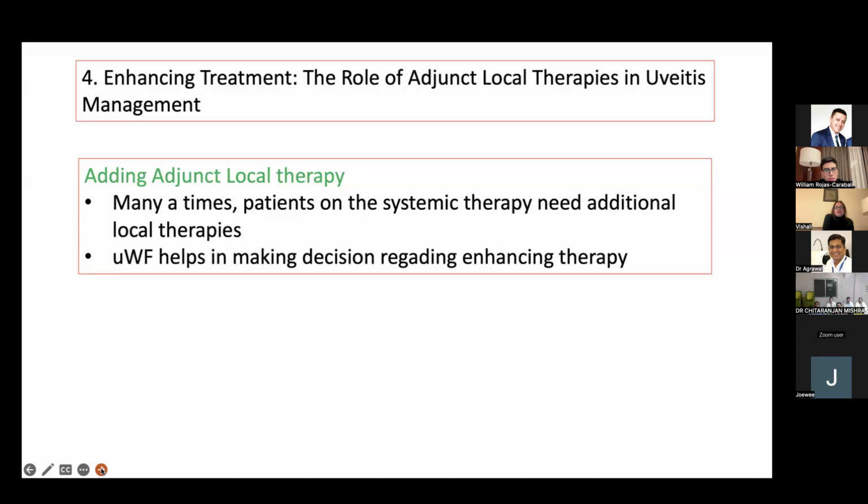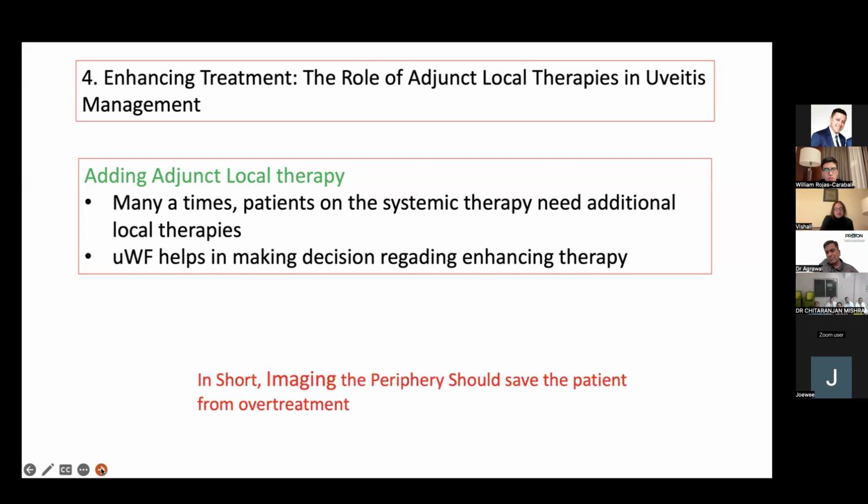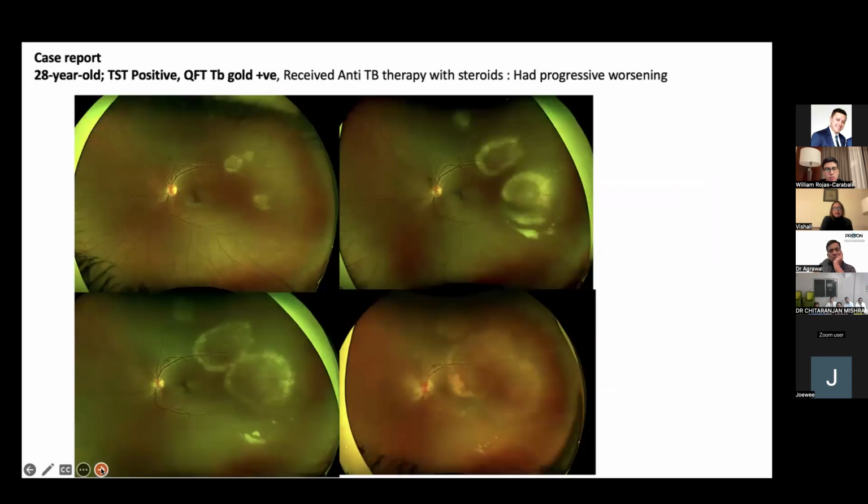The fourth role which ultra wide field should help and does help is in enhancing treatment. That is, adding the adjunct local therapies in uveitis management. Because we do understand that many a times patients on systemic therapy are doing asymmetrically well. What I mean is, many a times you realize one eye is responding to systemic therapy, the other eye is not responding or needs a little bit of local addition to it. I find ultra wide field very helpful in making that decision when I want to enhance my therapy.